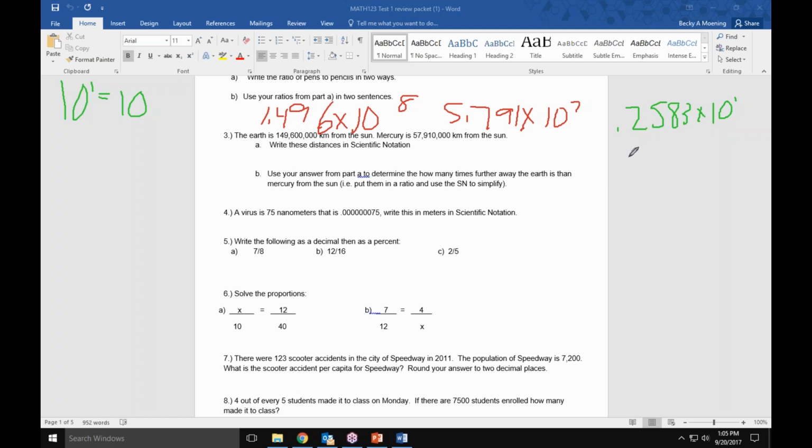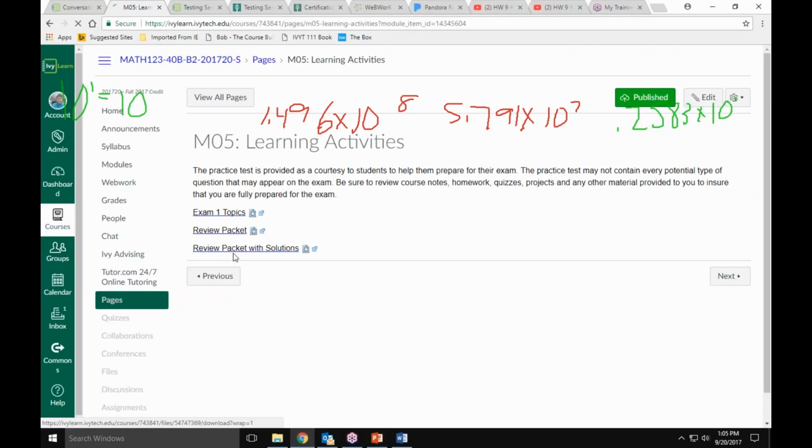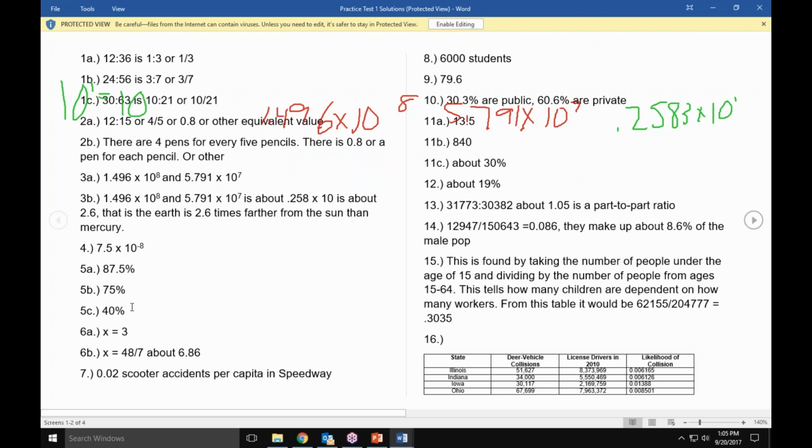The answer key says it should be 2.5 times 10? I believe so. Oh, then there's a problem. Trying to see if this comes up. Well, that would make sense why you're confused. Okay, so here's the answer key. It's 0.258 times 10. So would the real answer be 2.58 times 10 to the negative first? Is that how we should answer?